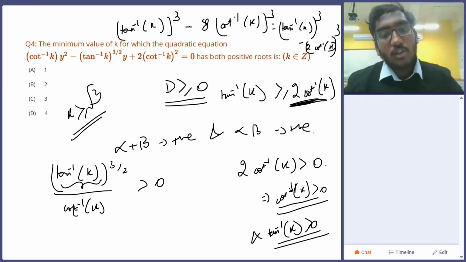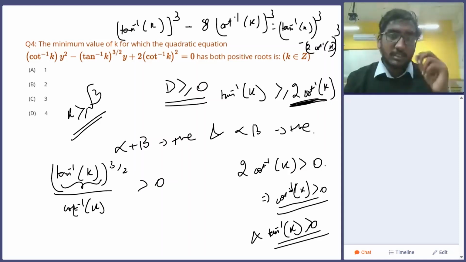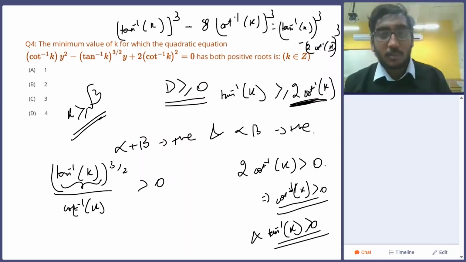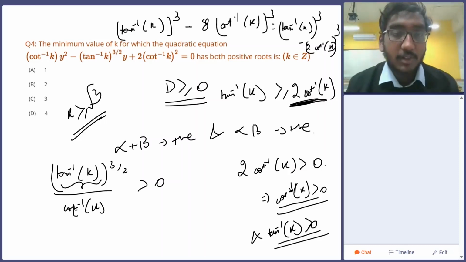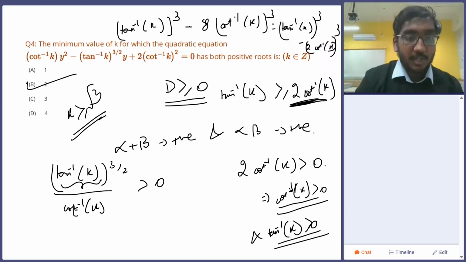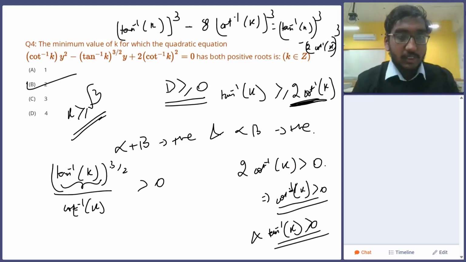So what are all the integers above root 3? It is like 1.7, and I'm not exactly aware of what it is, maybe around 1.73. So this value should be greater than that, and they are asking the minimum value of k. So the minimum integer value greater than 1.73 is 2. That is the answer. Yes. So we will move to the next question.